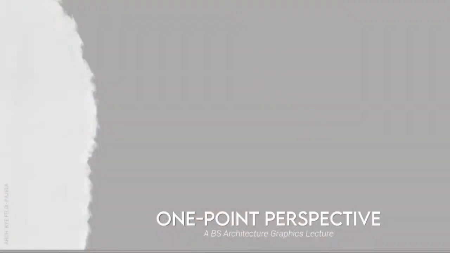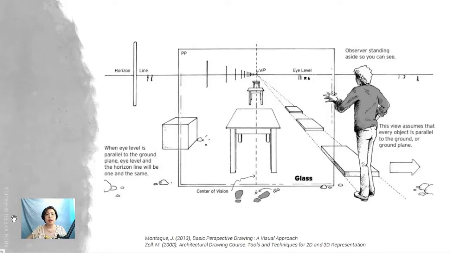Hi, good morning. So, today we are going to talk about one-point perspective and kung paano siya gagawin. Last lecture, we already discussed kung ano-ano yung mga terms na kailangan nating tandaan throughout this subject or this course. So, one-point perspective. Ang one-point perspective ay isang type of perspective drawing wherein iisa lang ang vanishing point.